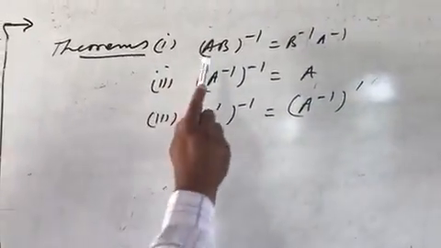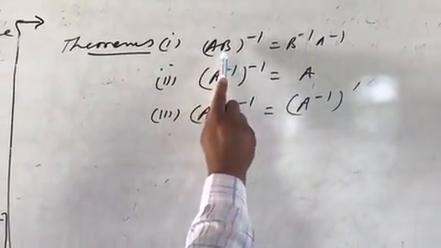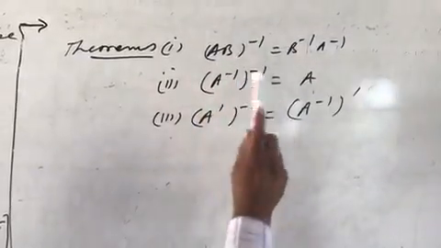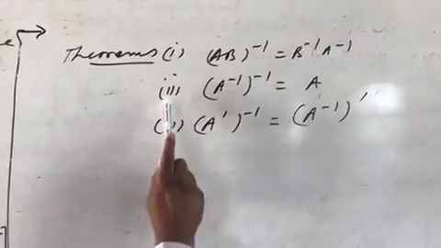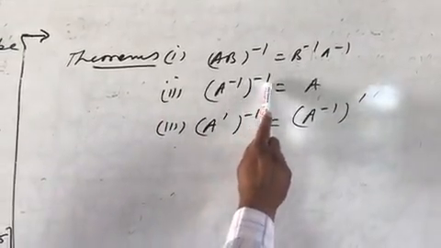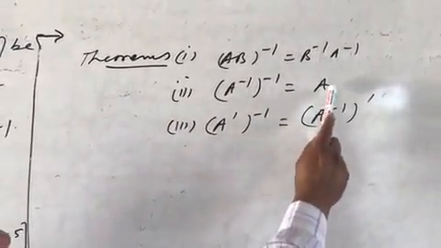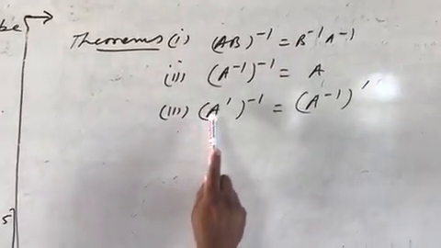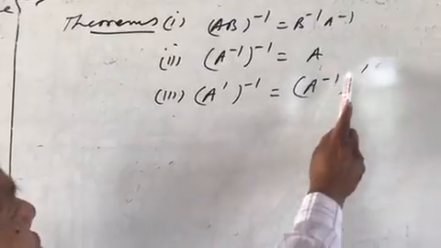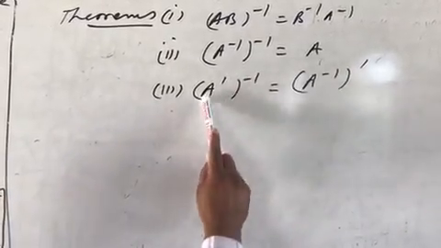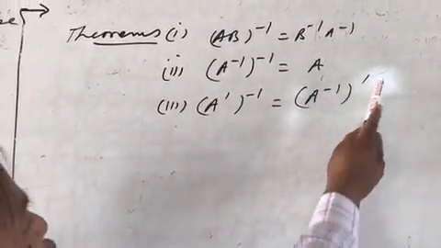Some results related to inverse of matrix: first, (AB) inverse is equal to B inverse A inverse. Second, the inverse of inverse, that is (A inverse) inverse, is equal to A. Third, (A dash) inverse is equal to (A inverse) dash, meaning the inverse of transpose is equal to the transpose of inverse.